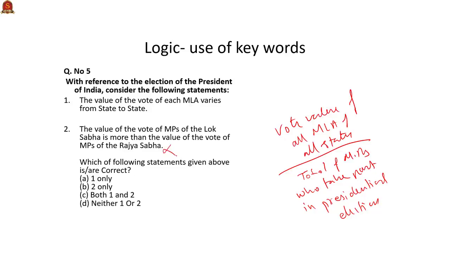The vote value of MPs of Lok Sabha is more than the vote value of MPs of Rajya Sabha. All of their vote values are the same. So 1 is the correct answer.